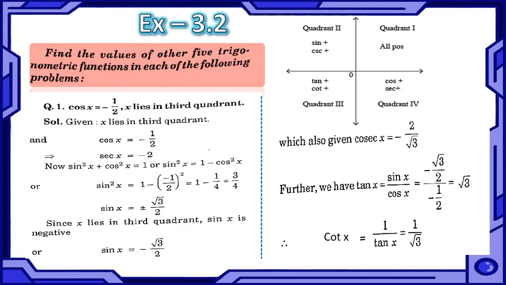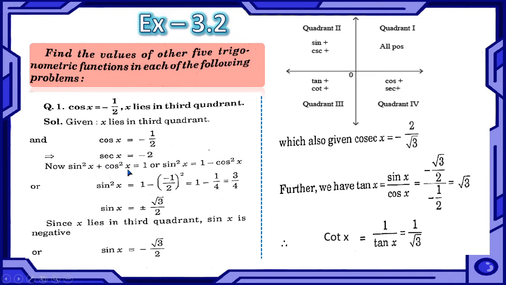Now let's discuss a few questions of exercise 3.2. Here we have to find the values of the other 5 trigonometric functions. Question number 1, cos x is given minus half and x lies in third quadrant. So cos x is minus 1 by 2. Sec x is just its reciprocal. We can find it by taking the reciprocal of cos, which is minus 2.